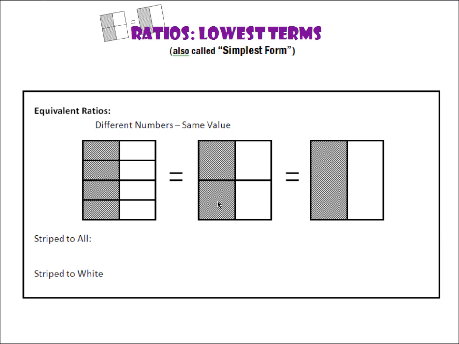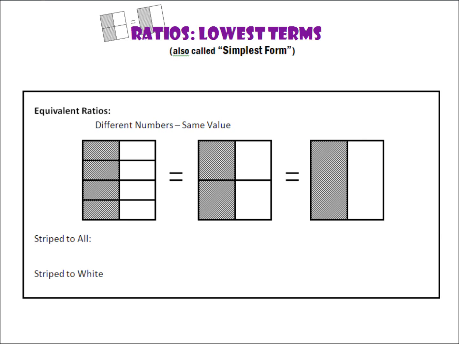Hey guys, today we're going to be looking at putting ratios in lowest terms. You can see here that we have a few ratios that show striped squares to white squares. And if we look at these, we could see that they have the same values. Equivalent ratios use different numbers, but they show the same value. And you can see that the area that's striped in all of these is the same.